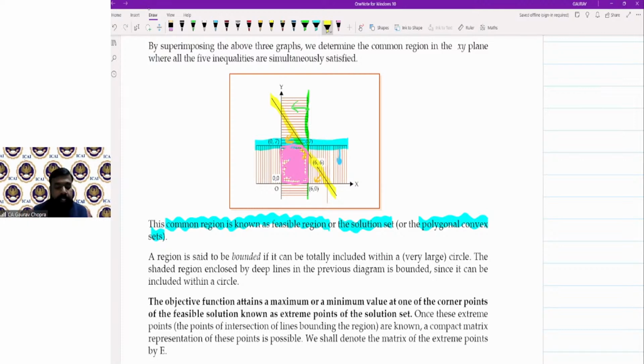So you can read the next line. A region is said to be bounded if it can be totally included within a very large circle, and the shaded region enclosed by the deep line in the diagram is bounded. This is bounded because lines are formed on all sides and we cannot go beyond that limit. So it can be included within a circle.